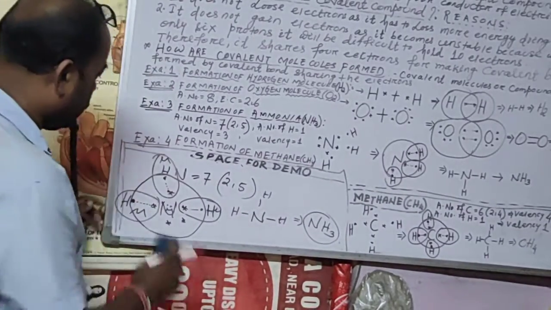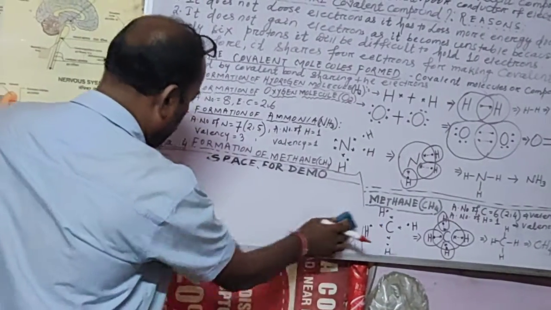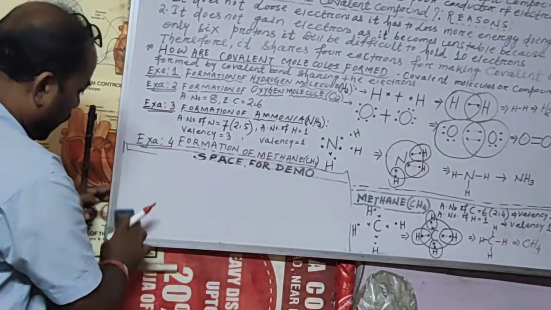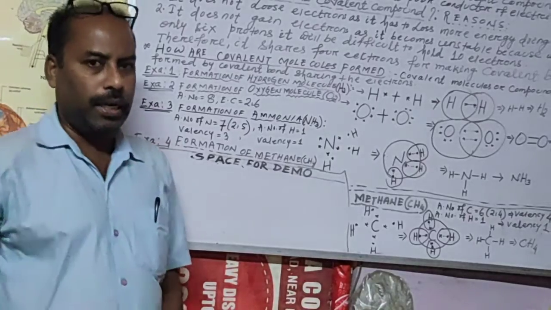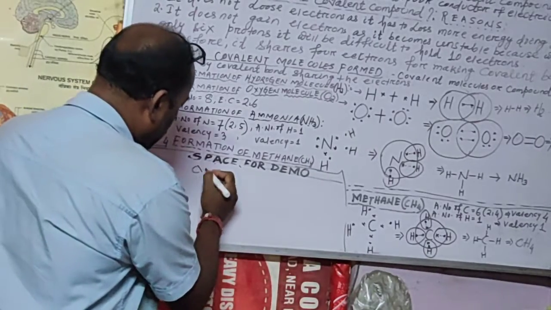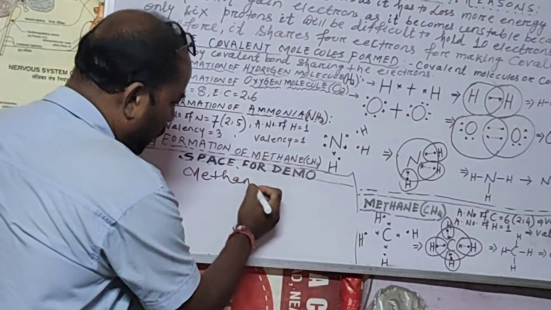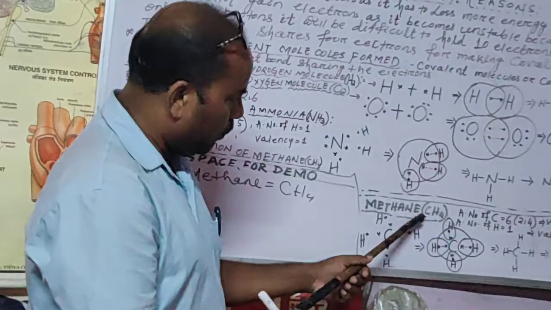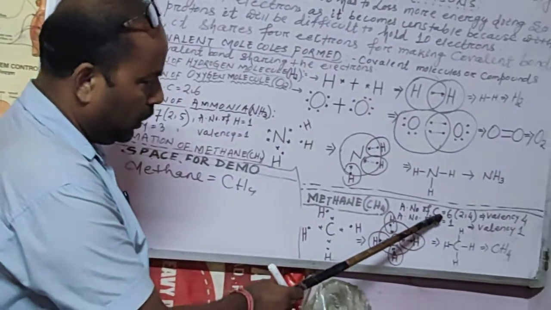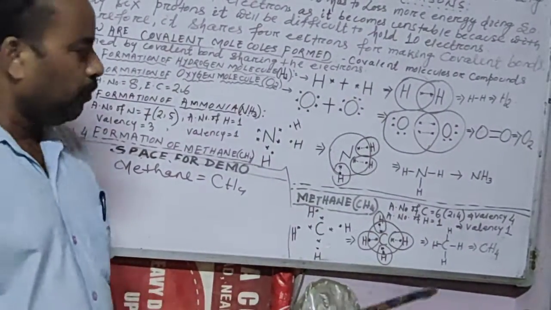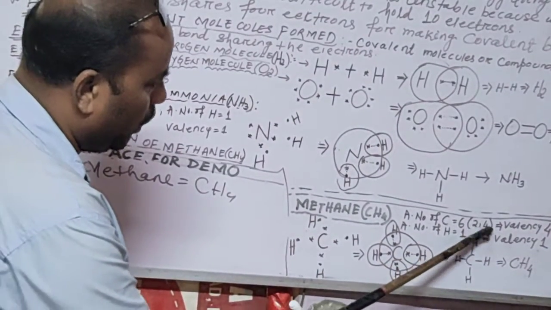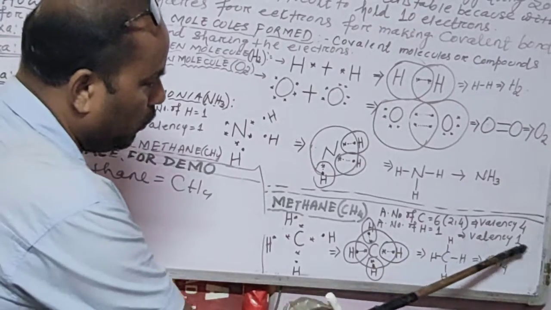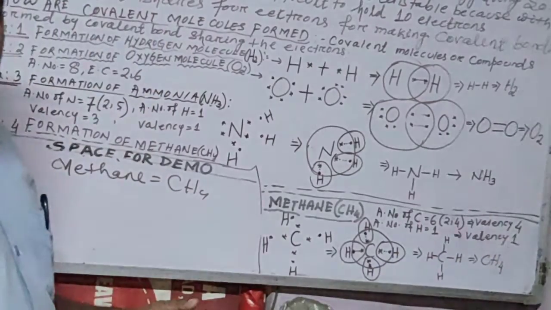Okay. Another example we will take: how the methane molecule is formed. Methane is a hydrocarbon molecule because it contains carbon and hydrogen. The methane molecule formula is CH4. Here I have given the structure. The atomic number of carbon is 6, electronic configuration 2, 4, valence is 4. The atomic number of hydrogen is 1, valence is 1. Here the valencies are different, still they can make the bond.